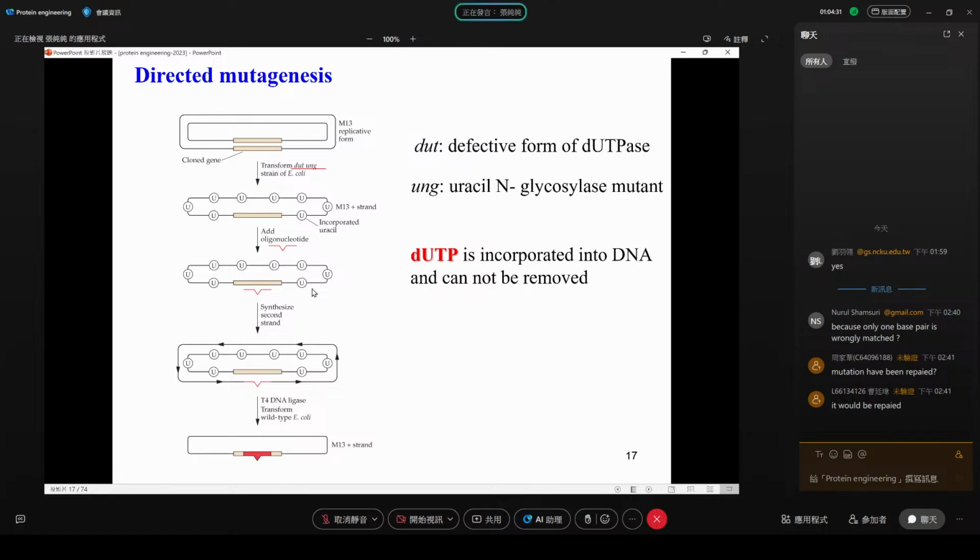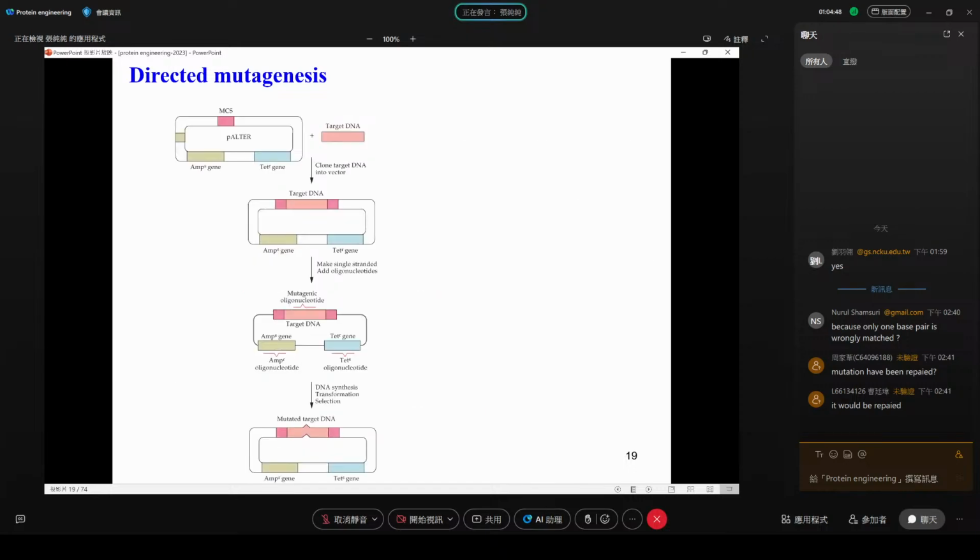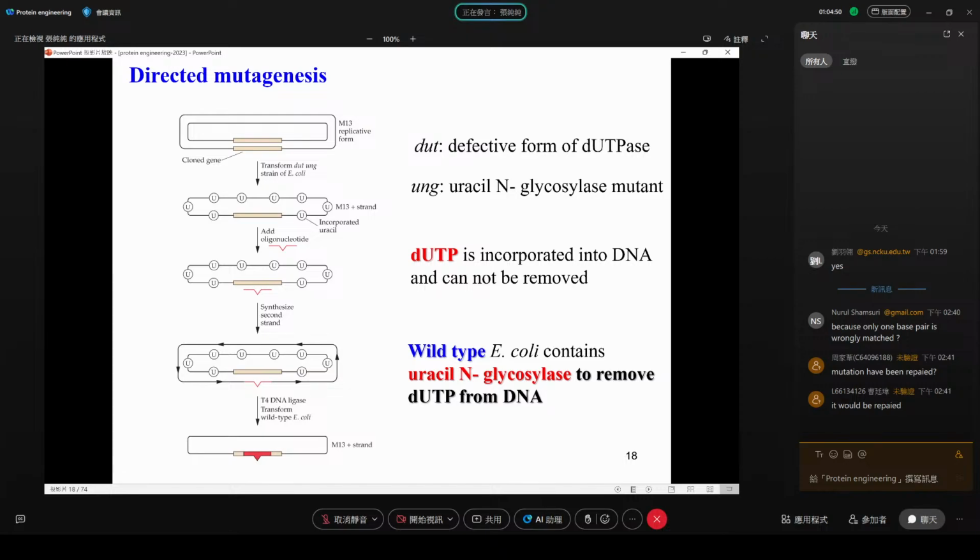So this kind of dUTP cannot be incorporated into DNA, so it will be removed. The wild type E. coli contains the enzyme to remove it. So they will remove all the wrong parental strand. Only the new strand will survive. So that's one strategy. That'll be very important. It's still used in the lab, even if sometimes you feel that's quite an old strategy.